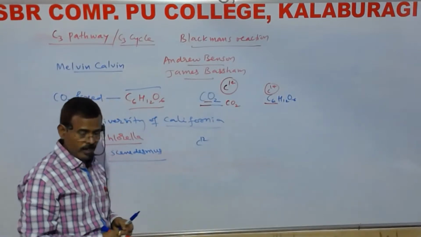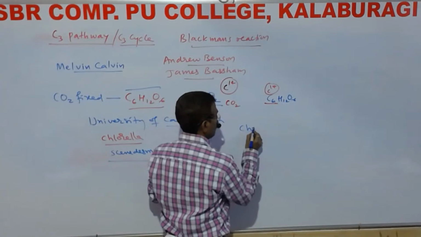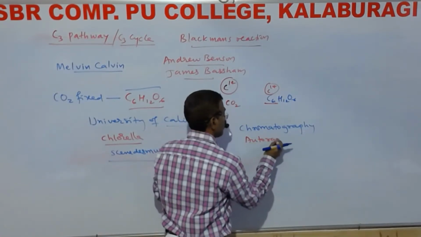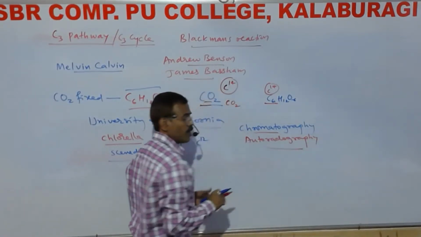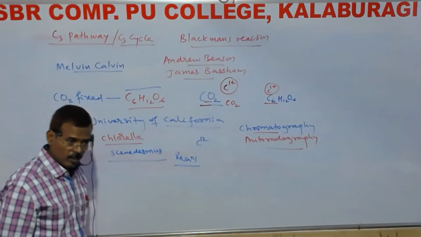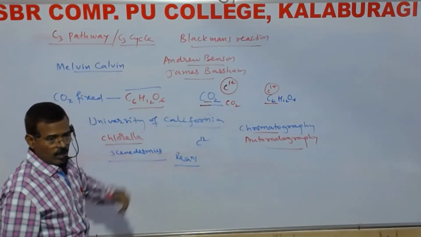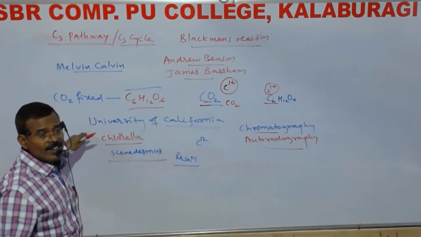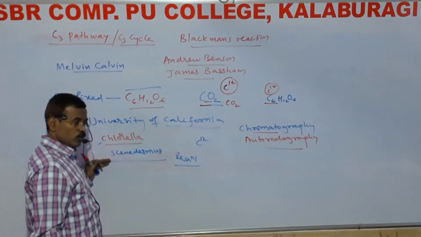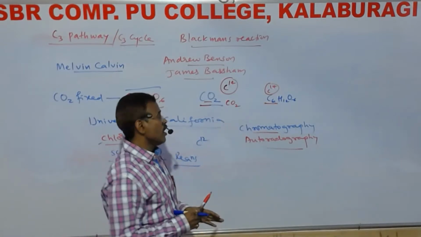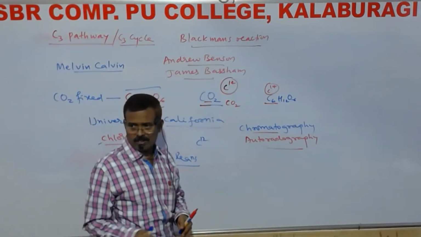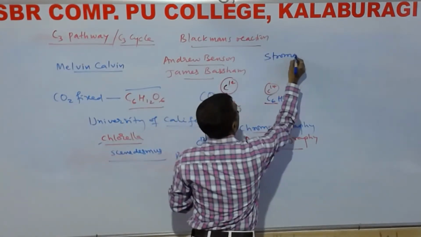So, tracing the pathway, they used techniques such as chromatography and autoradiography. By using these techniques, they found out the complete reaction mechanism of sugar synthesis from carbon dioxide. They were working at the Lawrence Radiation Laboratory, University of California. They worked on Chlorella mainly, and also used Scenedesmus. Using radioactive labelled carbon, they found out this complete set of reactions. You know that these carbon dioxide fixation steps occur in the stroma of the chloroplast.